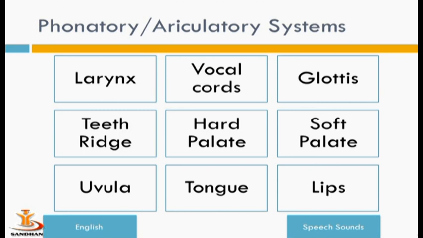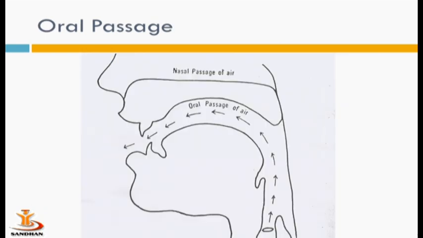As I told you, you can see the lips, you can see your nose, you can see the teeth ridge, but the others, you will have to look into the mouth in order to see them. So air can come out, I told you, through your mouth. If you look at the arrows, it's coming from our throat, entering the mouth, and coming out through your lips. This is called the oral passage.